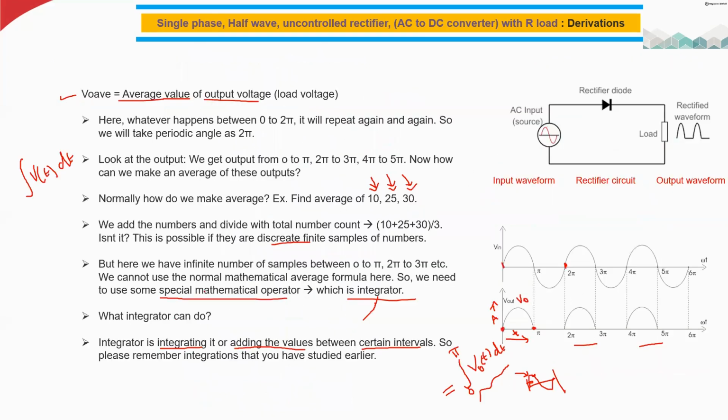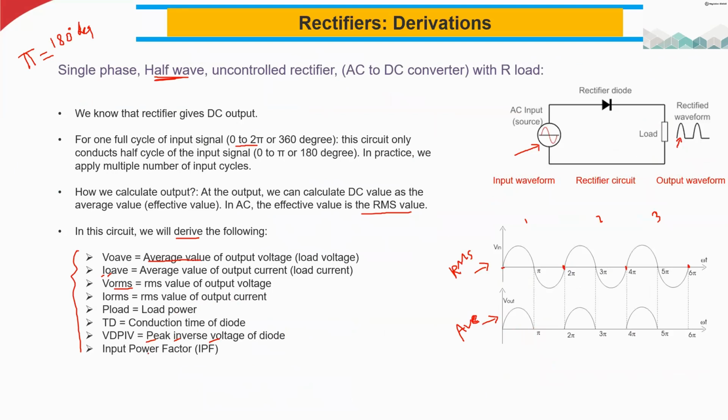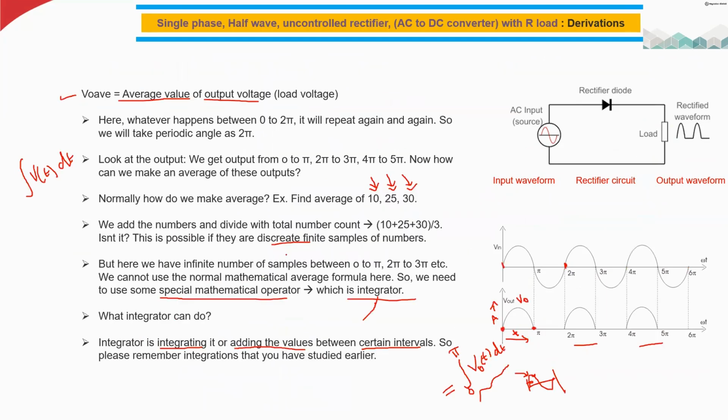I told you we have to find all these parameters, right? So we have already found Vo average and Io average. Now we have to find the rest of the parameters.